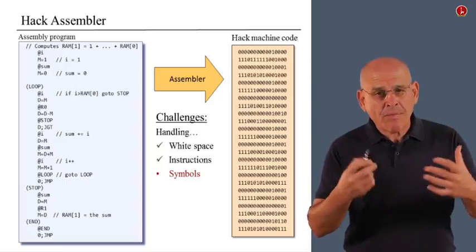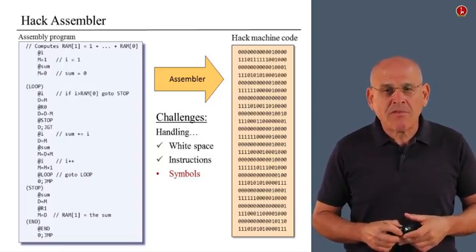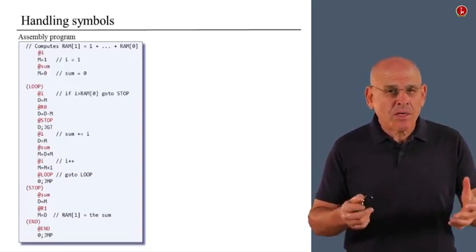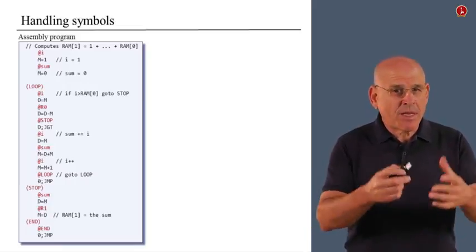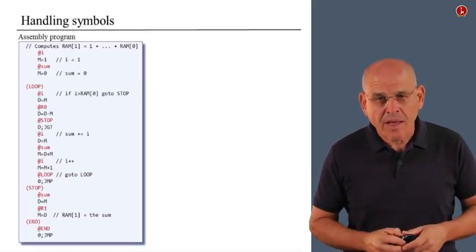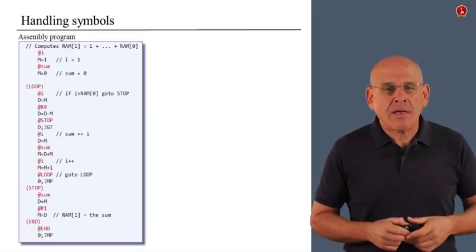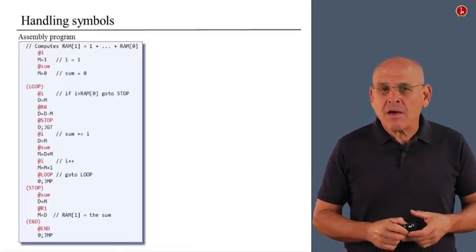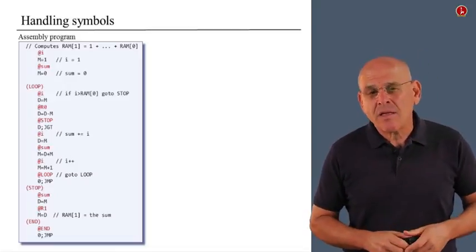I want to remind you that we already know how to handle whitespace and instructions, and therefore we now want to focus on symbols. And as usual, I use red ink to highlight all the symbols in this particular example. And as you can see, there are quite a few of them. And I think I mentioned it before. This is very typical in programming in general and machine language programming in particular. The more symbols you have, the more expressive and easy to read is the program.